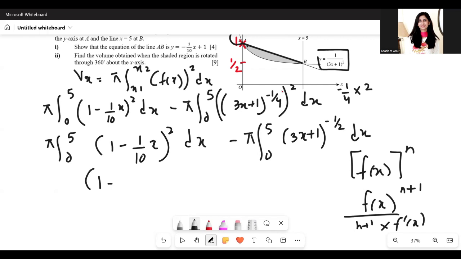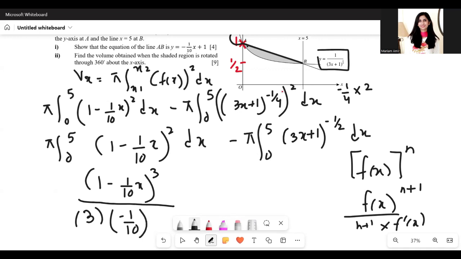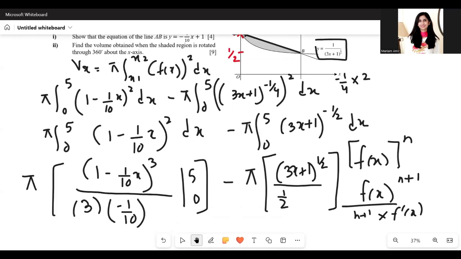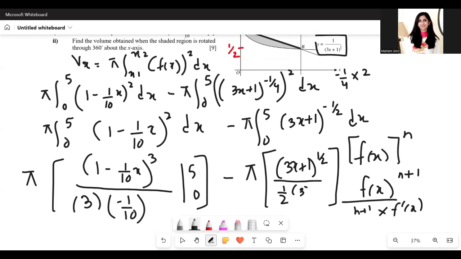So we have 1 minus 1 upon 10x, and the power becomes 3, so we have 3 here. And then the derivative of this would be minus 1 over 10. And there's a pi outside, and we integrate this from 5 to 0. Then there's a negative sign, another pi, and this would be 3x plus 1. Add 1 to minus half, that's going to be half. We also get n plus 1, which is half, in the denominator. And the derivative of 3x plus 1 is 3. And now we substitute the limits, 5 and 0.